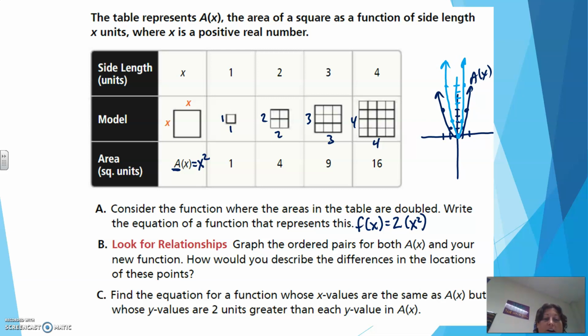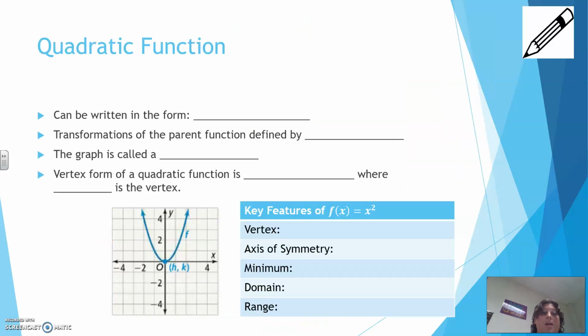All right, letter C, find the equation for a function whose x values are the same as A of x, but whose y values are 2 units greater. Greater than means we want to add. So in that case, you could have just done g of x equals x squared plus 2. We don't do anything to the x's, but we add 2. Okay, so again, you may have understood that, you may not have, but the good news is it's okay either way because we're going to learn about those things again today.